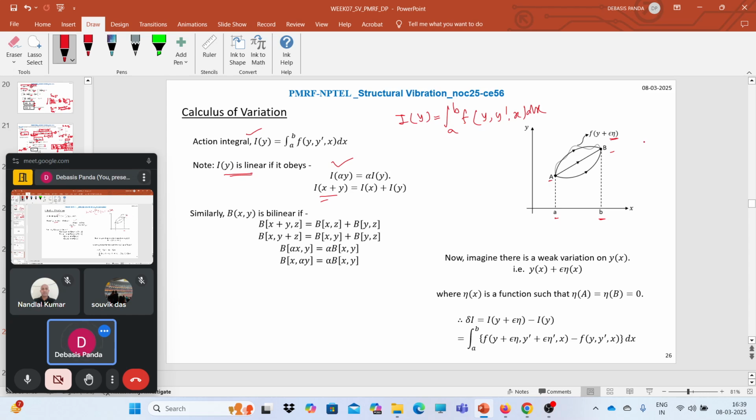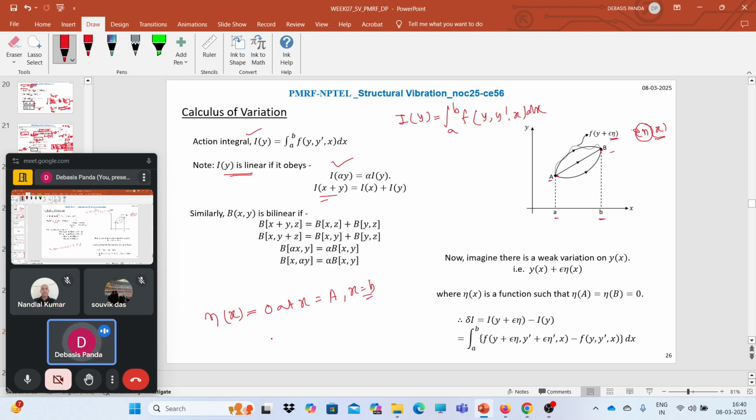over this integral. For the weak variation, we have considered epsilon and eta, and this is also a function of x. We have considered that weak variation over this. That means the function eta of x is such that it will be 0 at x equals a and x equals b. That means at these two points there will be zero variation, and over the path there may be some variation. We call it the weak variation.